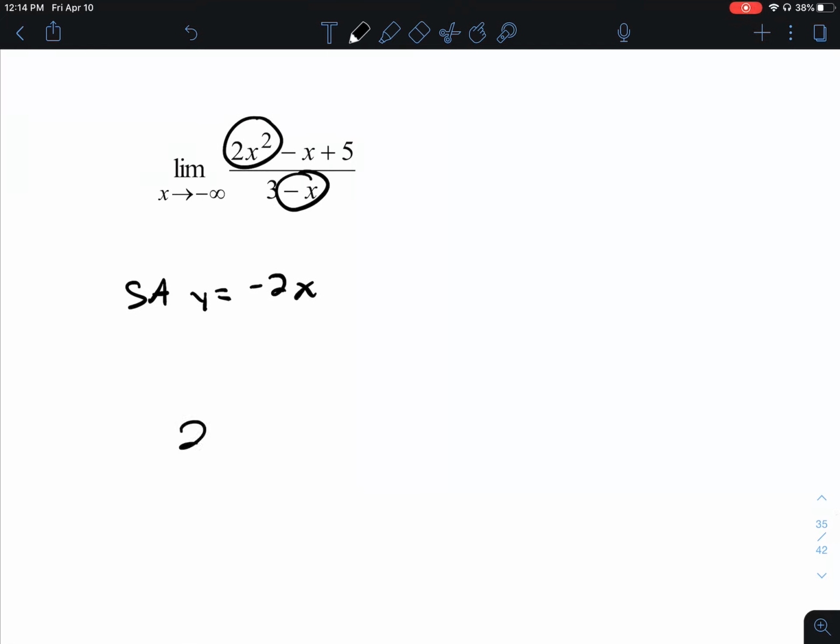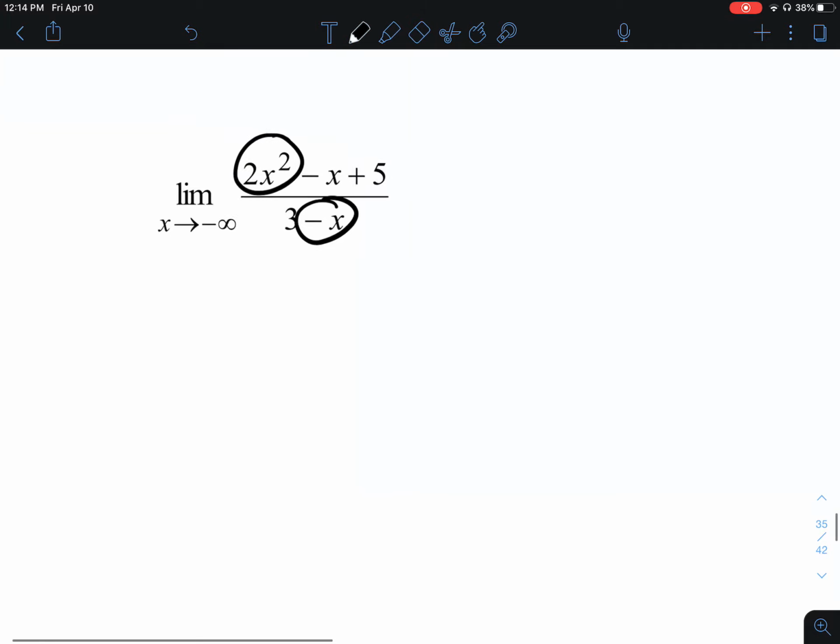Let's just go through that real quick. So if we take 2x, 2 minus 2 and a negative 1 and a 5, and, well, that gets complicated.